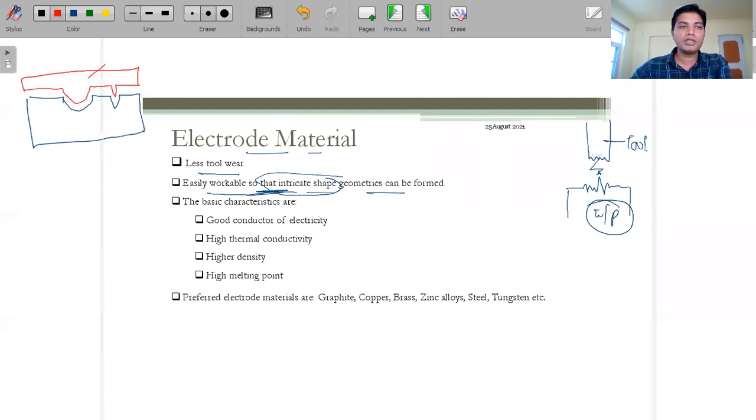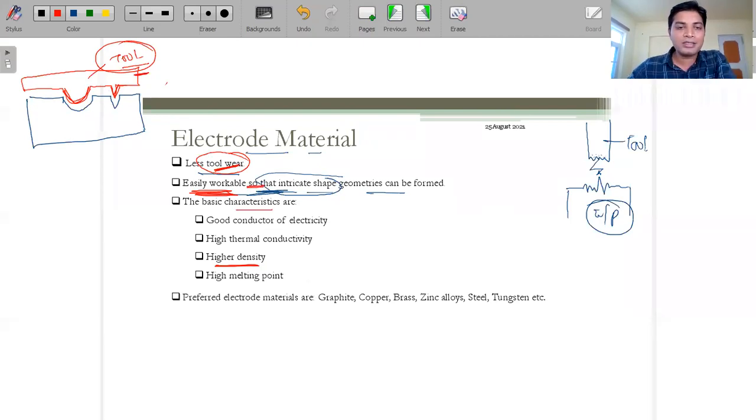So if this is the tool that we are using, it should have less wear. And less wear means it has a very high density as well as very high strength. So if it has very high strength, how will you make this complicated shape on it? This is the main point we have to keep in mind. The material we choose should be easily workable, so that whatever intricate or complex shape we have to make, machining can be done very easily.